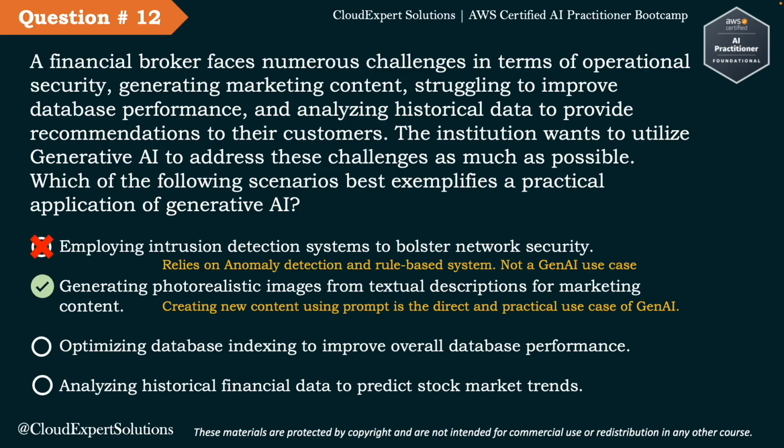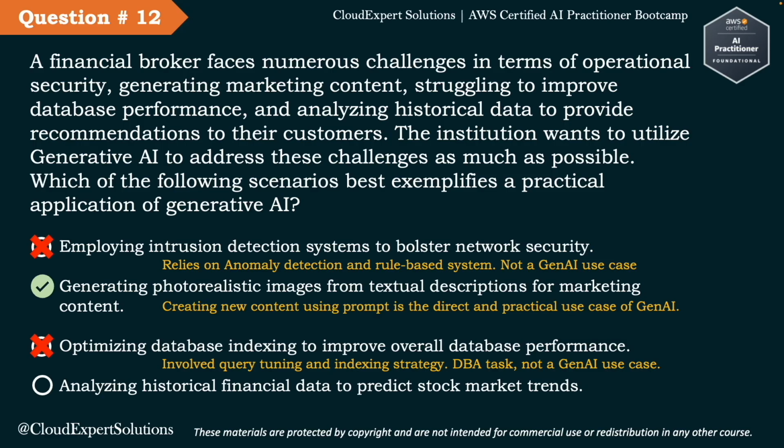Option number 3, optimizing database indexing to improve overall database performance. Database optimization involves query tuning and indexing strategies which are not related to generative AI capabilities. This is more of a DBA capability. That is why this is also not the correct option.